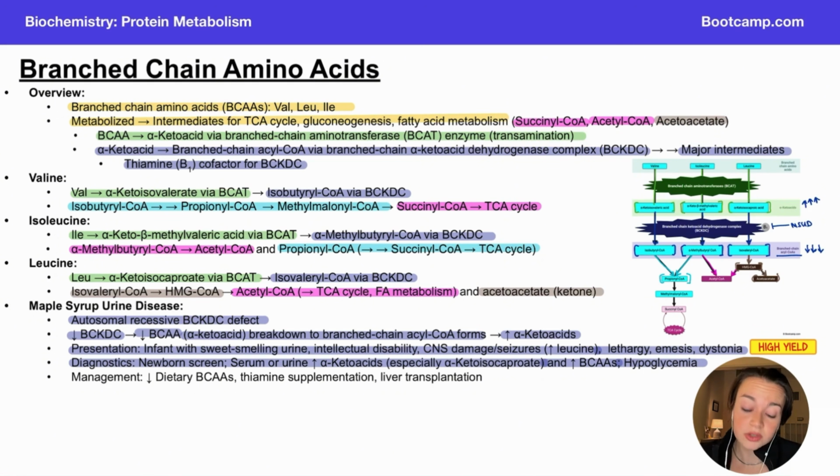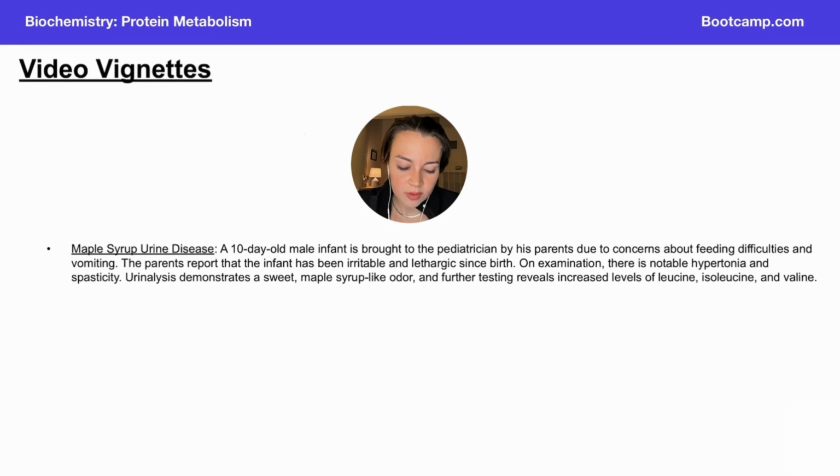To manage this, decrease the dietary intake of BCAAs. You're also going to want to supplement thiamine, which remember is a cofactor for BCKDC. And then really the only definitive way to go about treating this is with a liver transplant. So let's do a vignette for maple syrup urine disease.